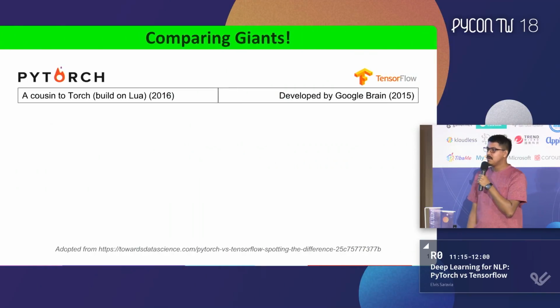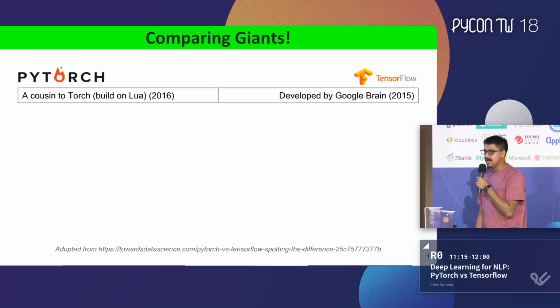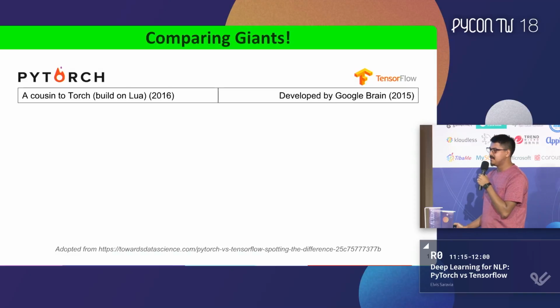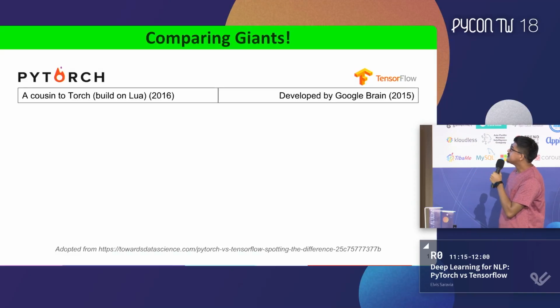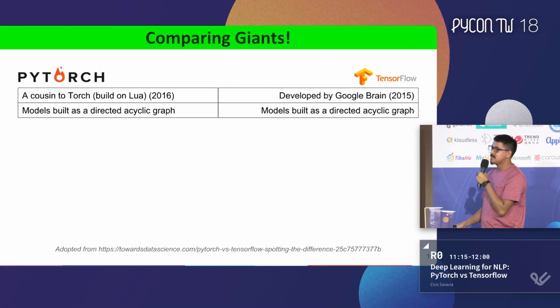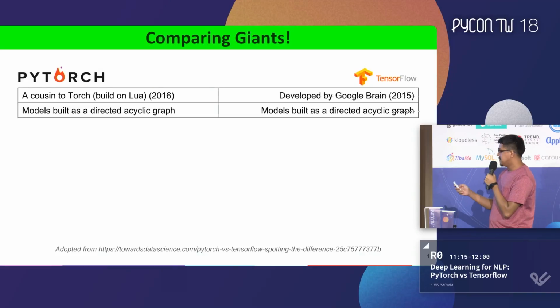So the key thing here about these two tools is that they're very recent tools, and they are very good at deploying machine learning and deep learning algorithms. So TensorFlow was developed by Google Brain in 2015, and PyTorch was built on top of Lua Torch in 2016. So they're very recent, right? And why am I saying comparing giants? Because from the community, what I've seen is that these are two of the more popular tools being used. So I did my research and wanted to know, why would you use this one as compared to the other one?